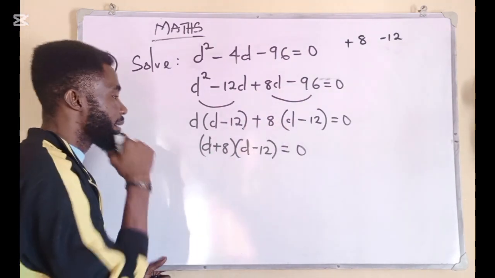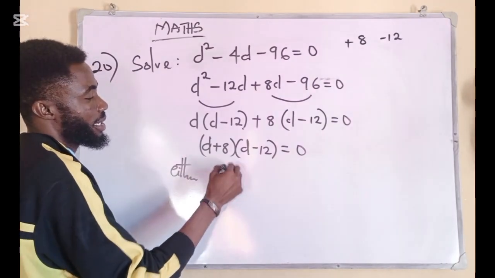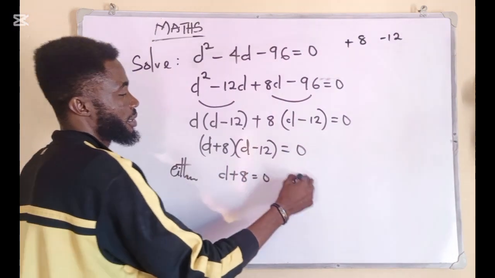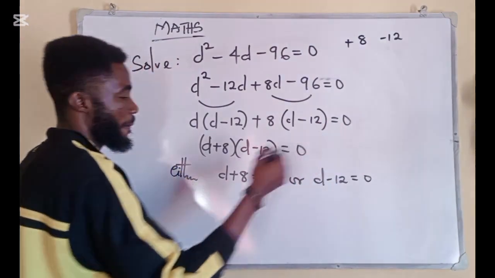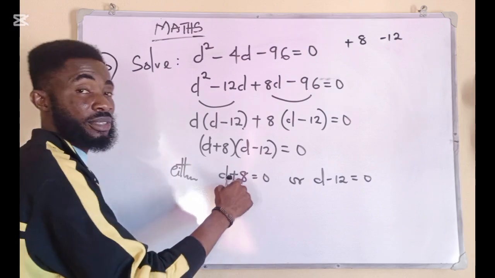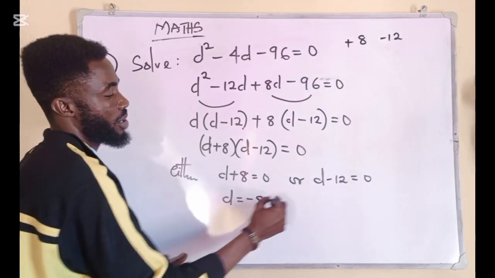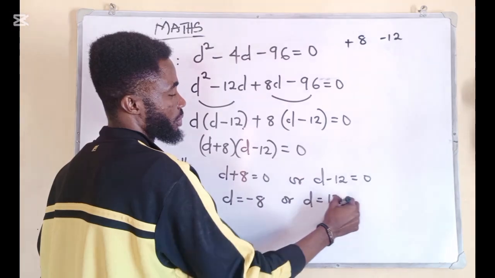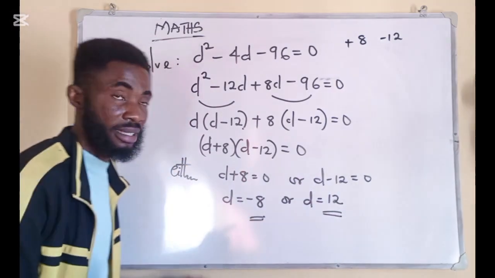So it is either d plus 8 equals 0, or d minus 12 is equal to 0. So from here, taking 8 to the right hand side, we have d is equal to negative 8, or d is equal to positive 12. So this, guys, happens to be my answer.